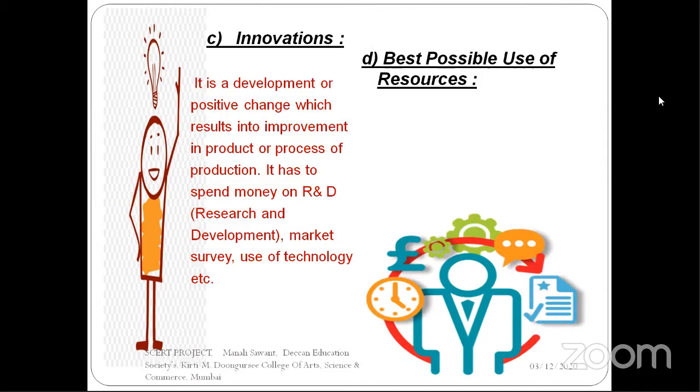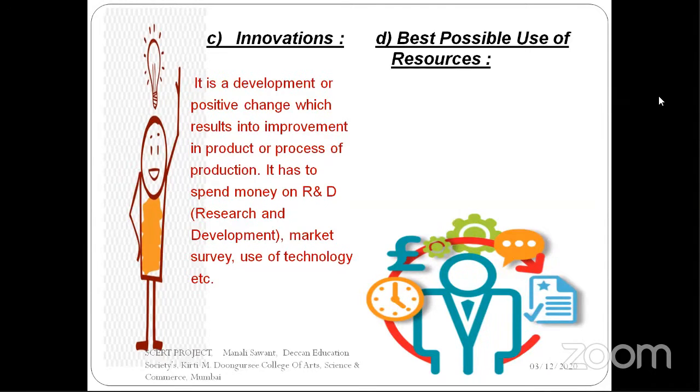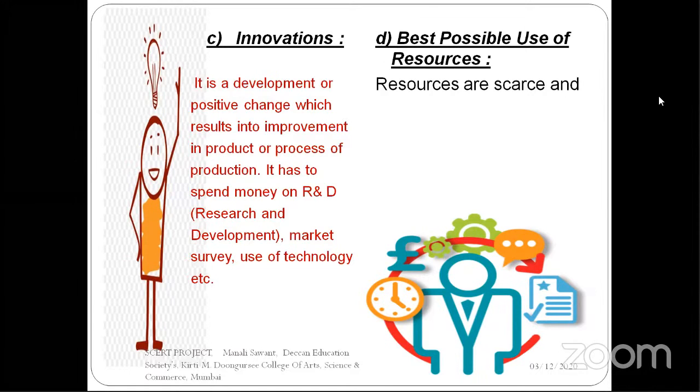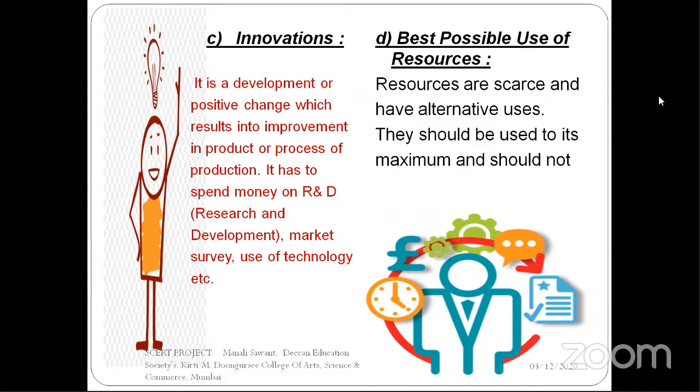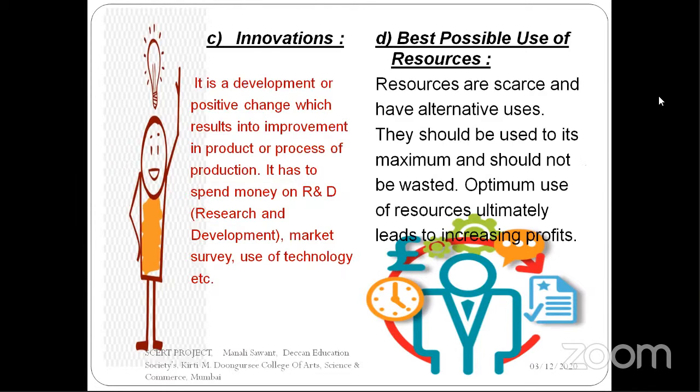And the last point is the best possible use of resources. Any organization needs to use its resources carefully so as to avoid wastage and reduce the cost of production. Only then can we increase our profit. Resources are scarce everywhere, whether it is a country like India or any other country. Whatever resources we have, they are always limited. They are scarce and have alternative uses also. So they should be used to the maximum and should not be wasted. Optimum use of resources ultimately leads to increasing profit.